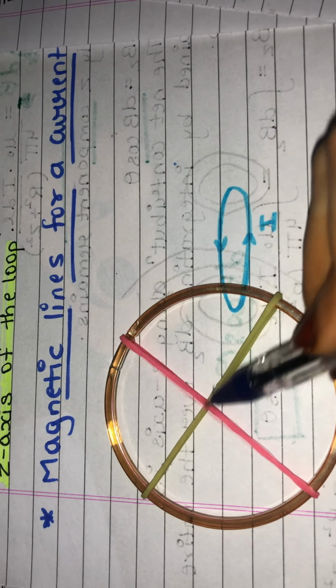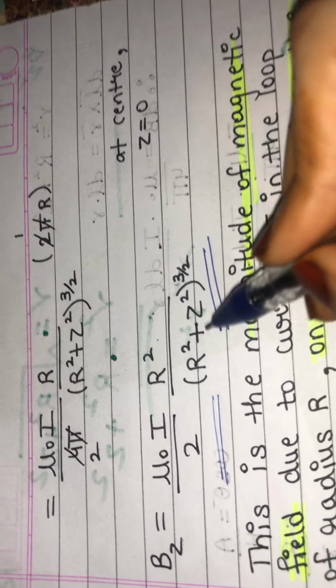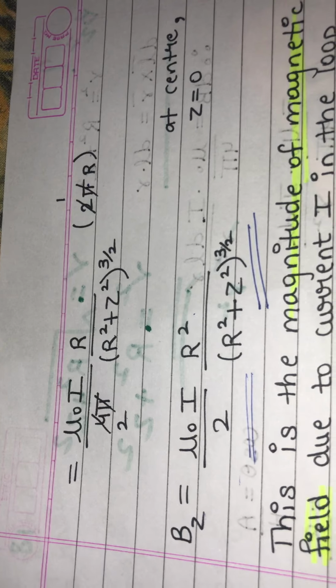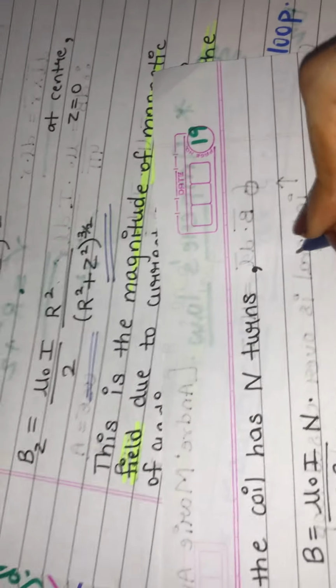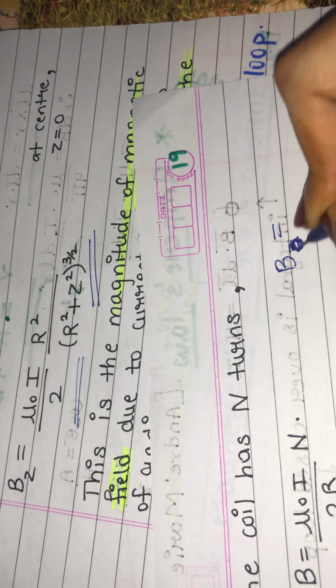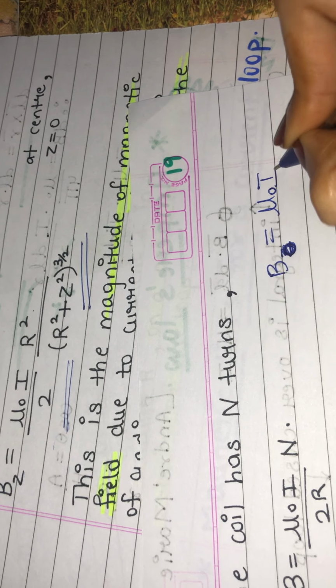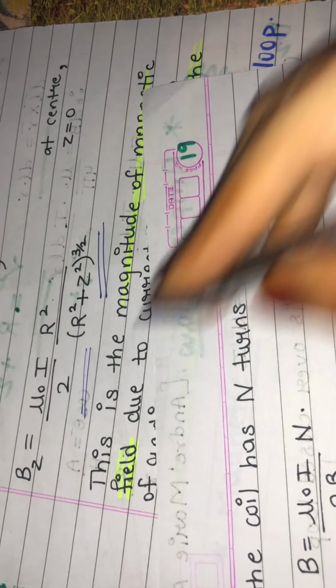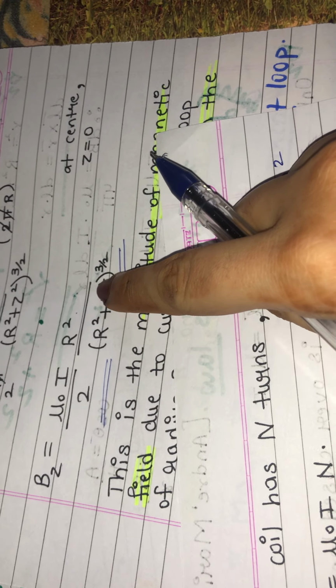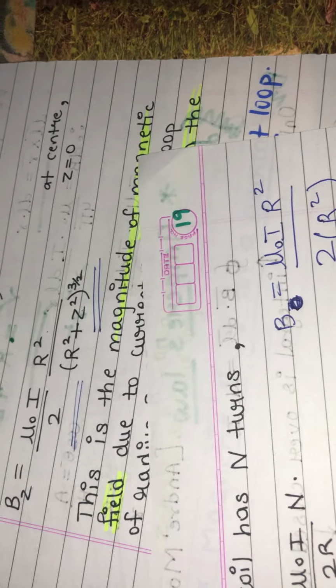Now, if I want to find out the magnetic field at the center point, what will I do? I'll put z as 0. If I put z as 0, then what will I get? Bz will be, not Bz, at the center, no? So I'll put O. Mu naught I r square upon 2, and z becomes 0 because we are finding it at the center. So what remains? R square raised to 3 upon 2.